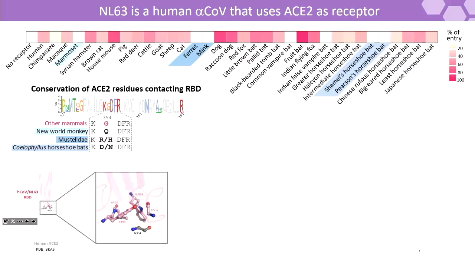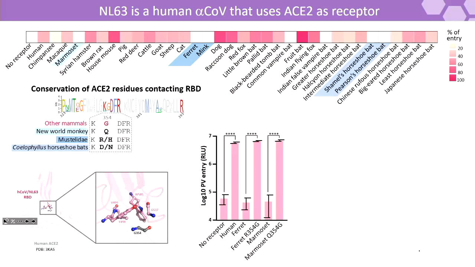And this is how it looks. This residue is at the interface of interaction with the RBD of NL63. So again, I made a point mutant where I introduced this glycine into non-permissive species, and I could restore permissivity, meaning that this residue is really important for NL63 host range.